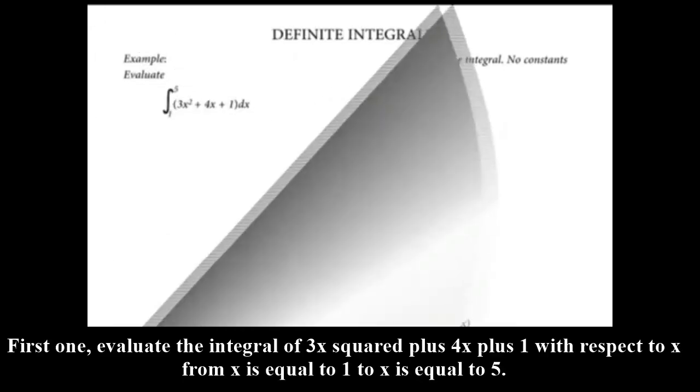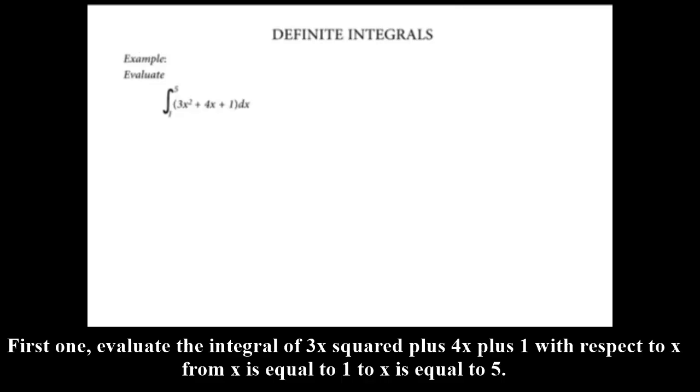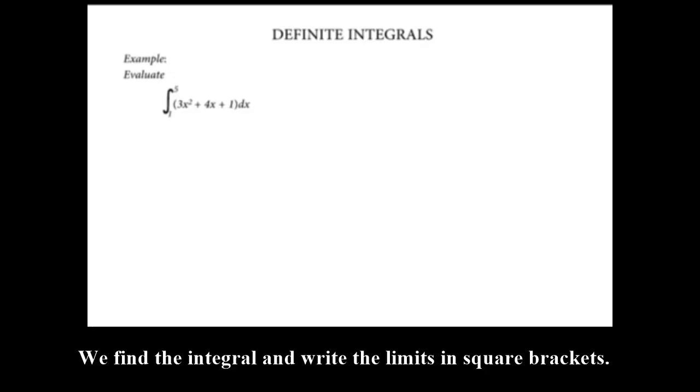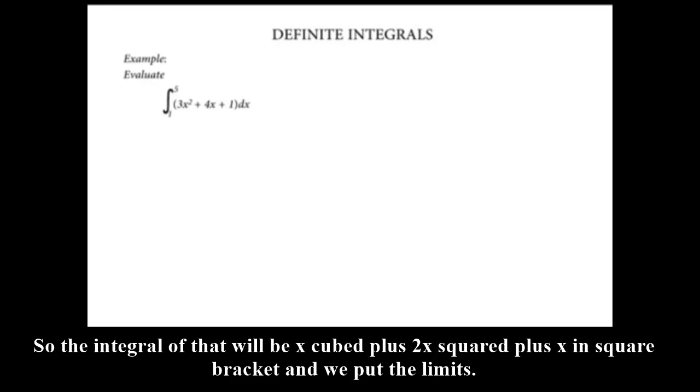First one, evaluate the integral of 3x squared plus 4x plus 1 with respect to x from x is equal to 1 to x is equal to 5. So 1 is the lower limit and 5 the upper limit. We find the integral and write the limits in square brackets. So the integral of that will be x cubed plus 2x squared plus x in square brackets, and we put the limits.